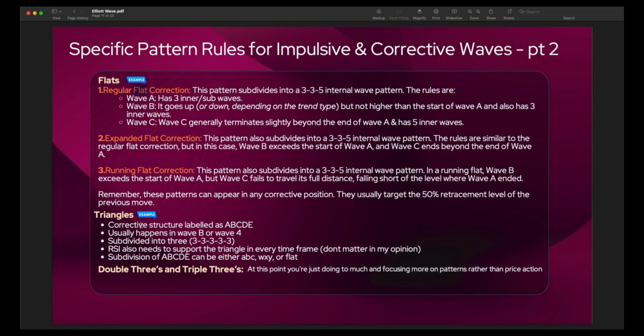Now we have triangles. A corrective structure labeled as A, B, C, D, E usually happens in wave B or wave 4, subdivided into 3, 3, 3, 3, 3. RSI also needs to support the triangle in every time frame. Doesn't matter in my opinion though. I don't care about RSI, man. That's up to y'all. Subdivisions of A, B, C, D, E can either be A, B, C, WXY, or flat.